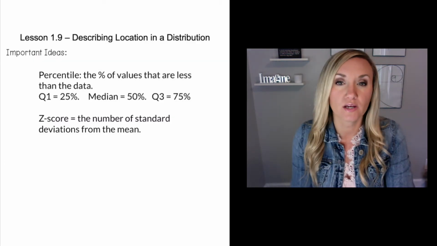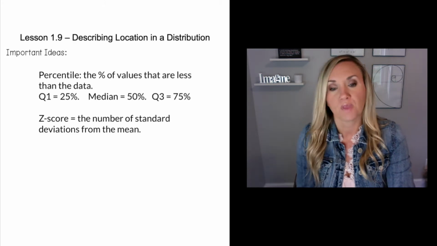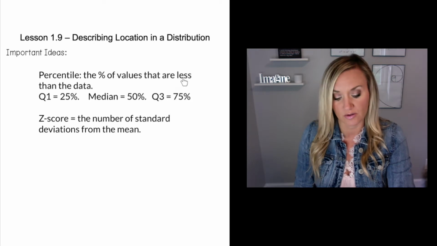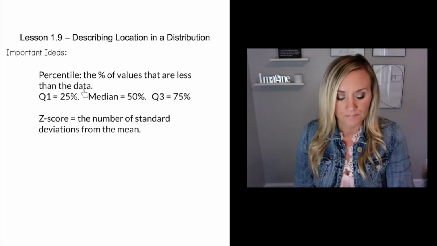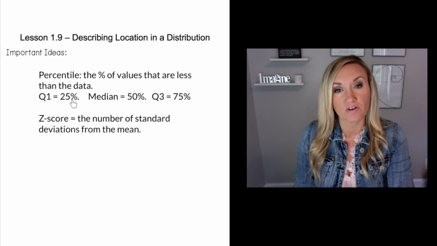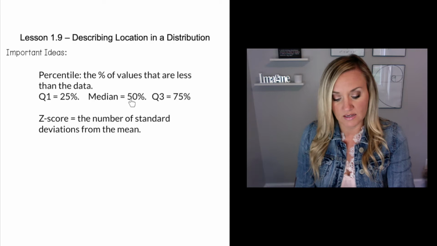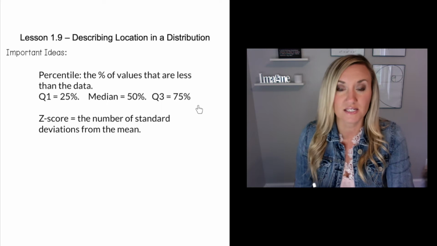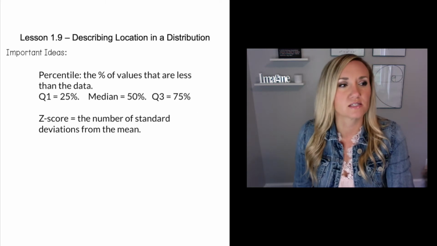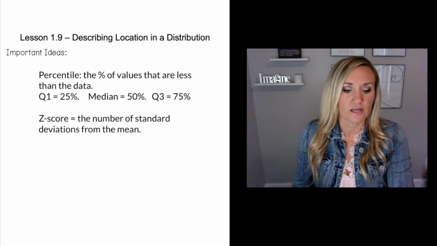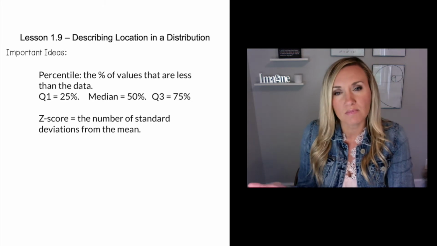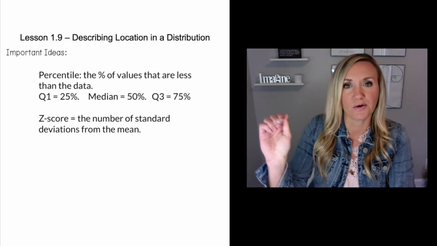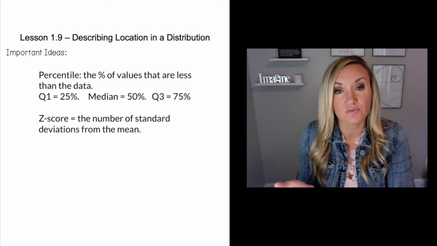Some important ideas for the lesson today. Percentile: when we're looking at a percentile, it is the percentage of values that are less than the data. So our Q1 would be at the 25th percentile, the median would be at the 50th percentile, and the Q3 is at the 75th percentile. I like to think about percentiles in the medical field, where a brand new baby is born and they weigh the baby and say, oh, your baby weighs 10 pounds, they're at the 50th percentile. And so that's used in many different forms.